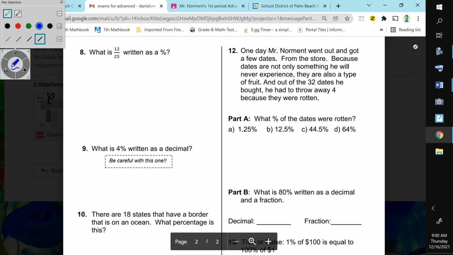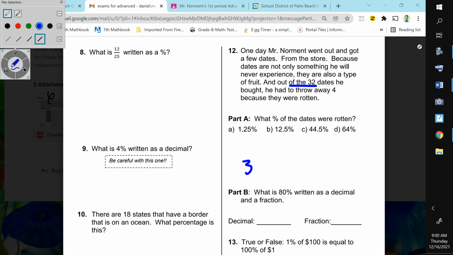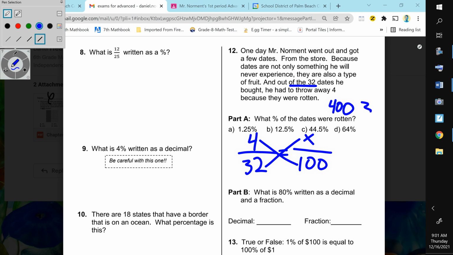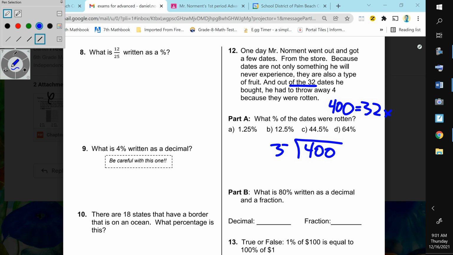Number 12. So you need to find out what percentage of the dates were rotten, okay? So out of 32 dates, 4 were rotten. Now this one's a little bit harder because of the decimal. So you need to cross multiply. It's going to give you 400. 32 times x is 32x. And then you're going to have to take 400 divided by 32 to get x by itself.